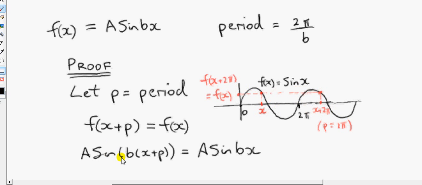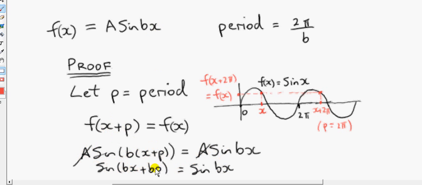So now let's get back to the function A sine bx, where b doesn't have to be 1. Well, using the definition of the period of a function and equating these, we can cancel the A's, so we can see that the period is not affected by the amplitude, as we saw before. Multiplying b in here, we get sine of bx plus b times p. So all I did here was replace x with x plus p when getting f of x plus p. Just replace this x with x plus p and then multiply b in. So this must equal sine of bx.